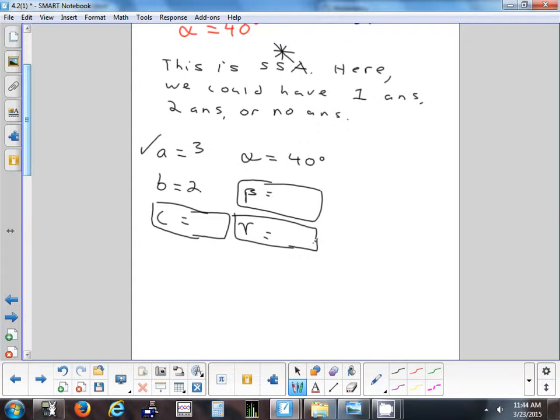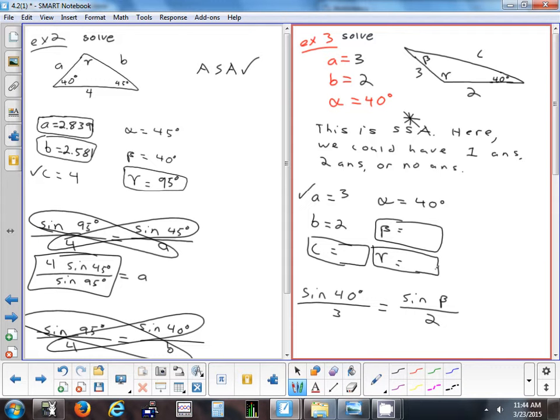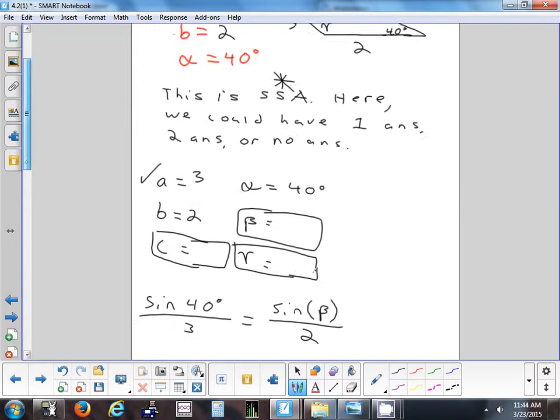Right, so as Becca said, first row, sine of 40 over 3 equals sine of beta over 2. What's different about where the variable is compared to some of the other problems we've done? Yeah, the variable is in the trig function. You can think of it as inside the sine function. Right, so let's try to start to solve it and see what happens.